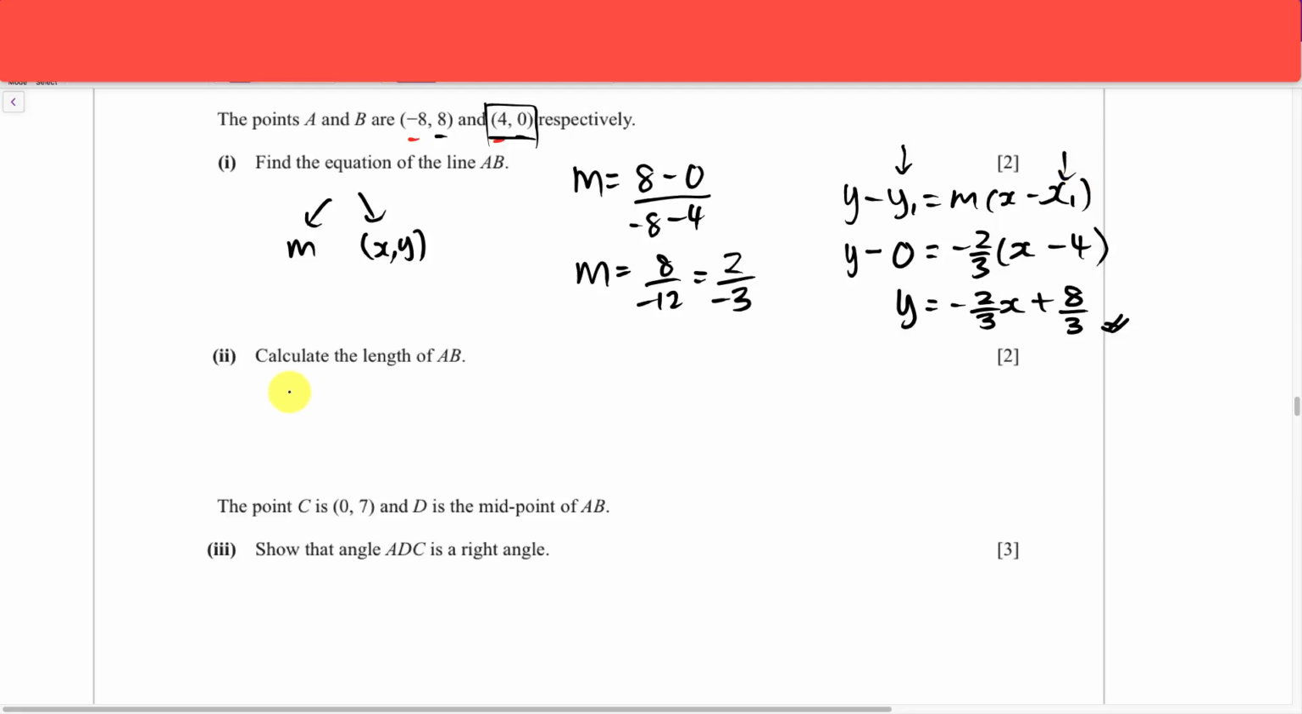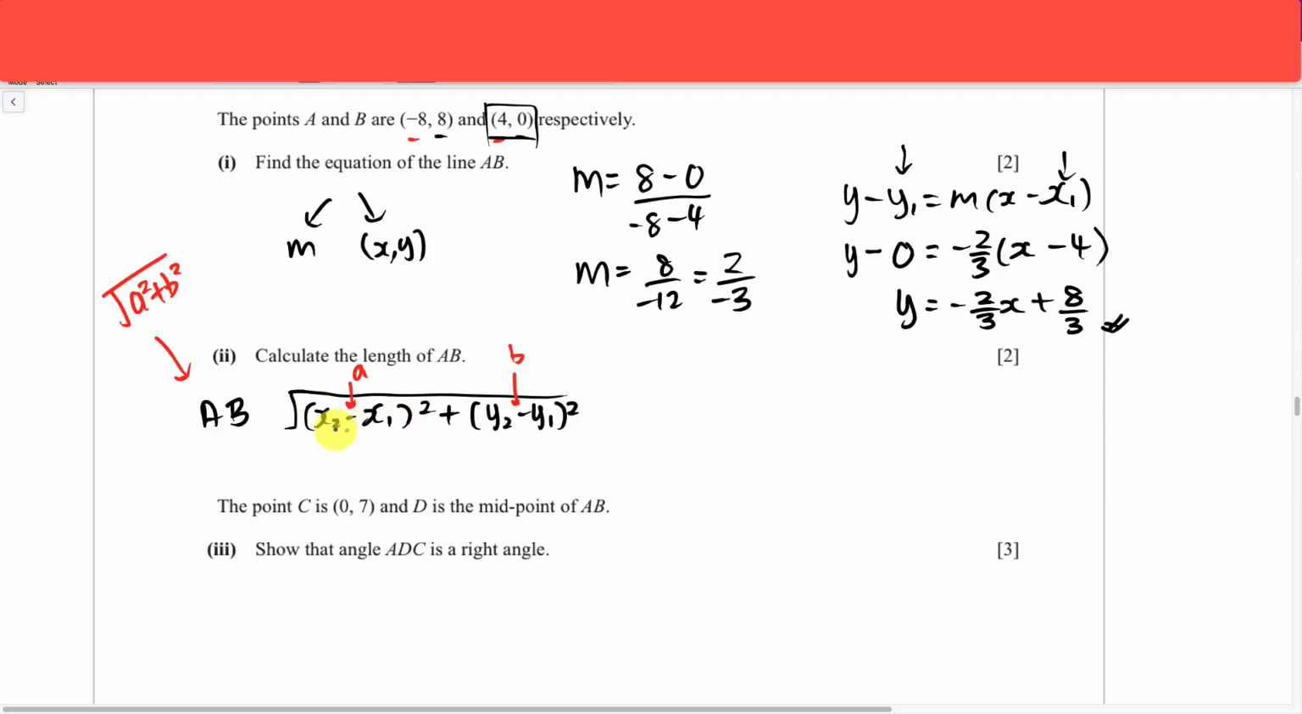Length, we just use the distance formula. So it should be x2 minus x1 squared plus y2 minus y1 squared. Just in case you can't remember the distance formula, it is basically Pythagoras, a squared plus b squared. The purpose of x2 minus x1 here is to find a, and the purpose of y2 minus y1 is to find b. If you assume the whole thing is a, you can realize this is the square root of a squared plus b squared. So it's just the Pythagoras formula.